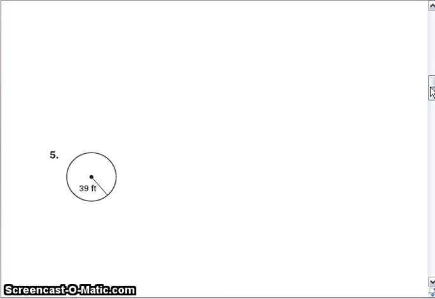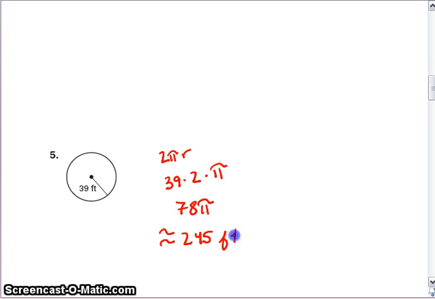Now this one, we know the radius. So we're going to use 2 pi r, or 2 radiuses times pi. So 39 times 2 times pi. In a way you're finding the diameter, which would be 78 pi, or an approximation of this would be 245 feet as our circumference, and it's an approximation.